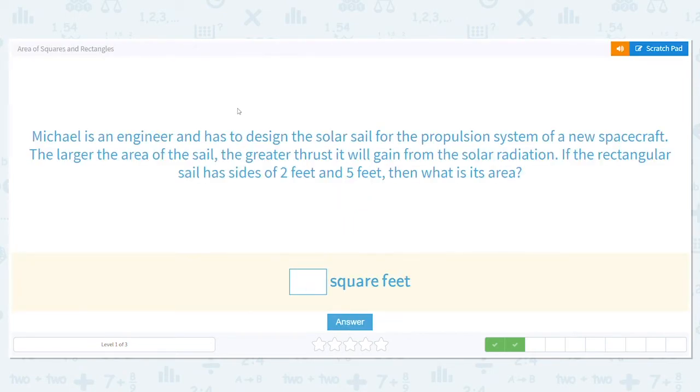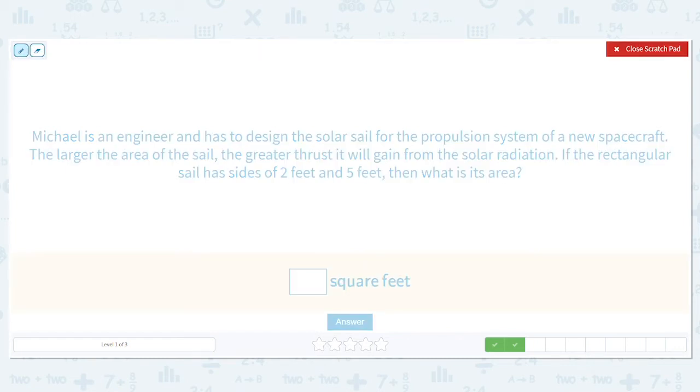Next, Michael is an engineer and has to design the solar sail for the propulsion system of a new spacecraft. The larger the area of the sail, the greater thrust it will gain from the solar radiation. If the rectangular sail has sides of 2 feet and 5 feet, then what's its area? Okay, we have a lot of information here. We have a lot of words. And this is why it's important to highlight or underline or circle what's important. It kind of gets rid of the extra noise around it. Okay, so if the rectangular sail, it's a rectangle, has sides of 2 feet and 5 feet, what's the area?